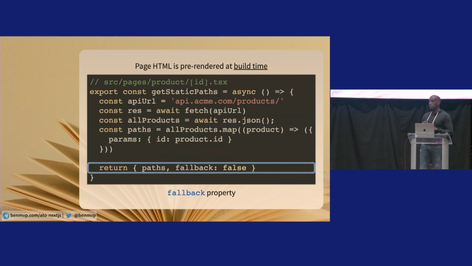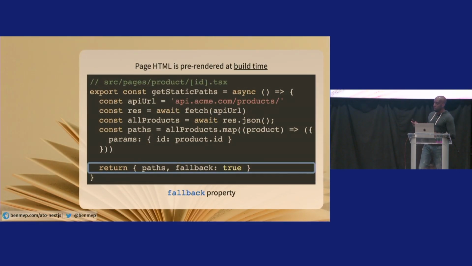I did want to call out this fallback: false. It's a key user experience thing that's important. What it means is that if someone goes to /product/Ben's shirt, let's say, and that wasn't in the list of the 100 products, then I would get a 404 page, because it's saying that only the pages that were pre-rendered are allowed to be visible.